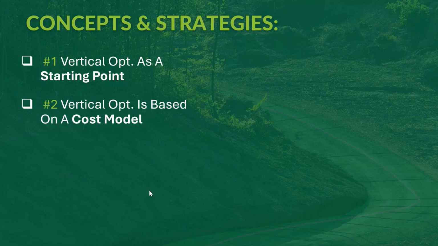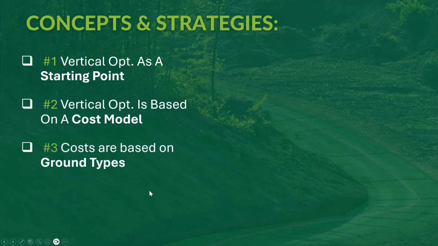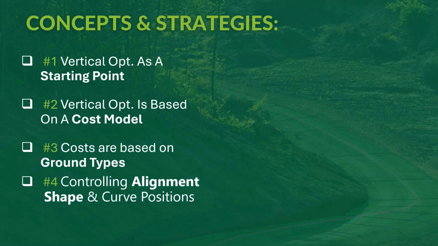From there, we'll go into our third concept and talk about what actually the foundation for that cost model is, which are ground types. We'll talk a little bit about how you can control your alignment shape using our vertical optimizer and the different curve positions. We'll talk about a really important but somewhat abstract concept of cross-section sampling, in particular how this might apply to longer alignments as well as ones where you've got certain different longer solve time alignment shape options selected. So we'll explain that one in more detail.